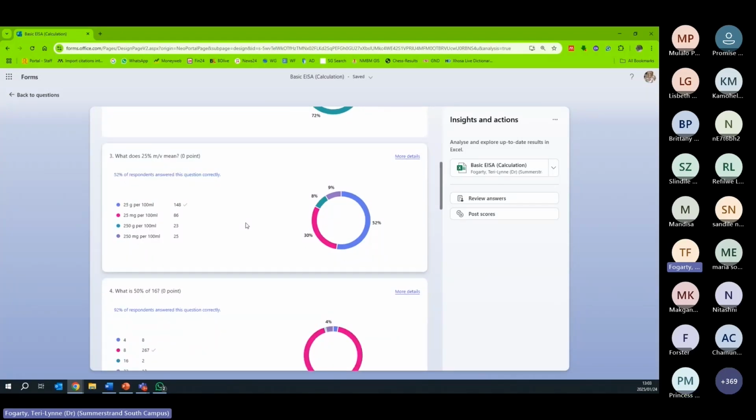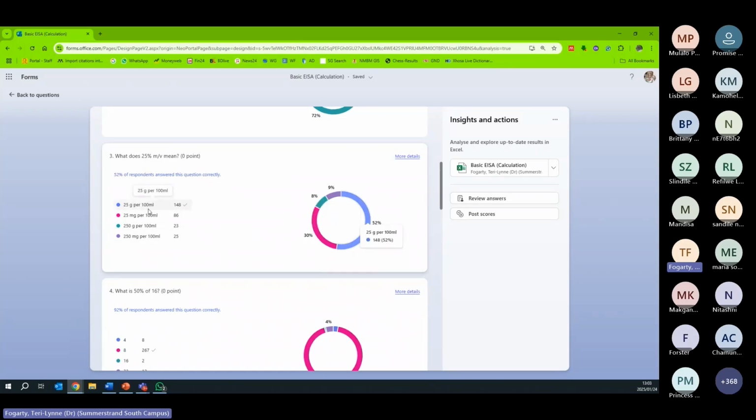Right, the next one. What does 25 m over v mean? So mass per volume or weight per volume, W per V, what does that mean? And if you remember, we said it always links to 100. So that's already in the answers. All of the answers do say 100.